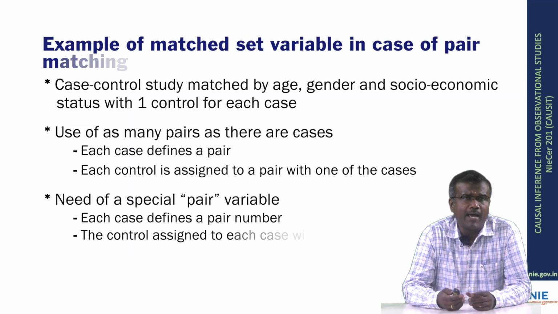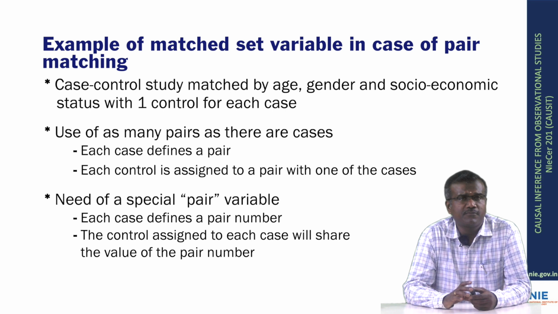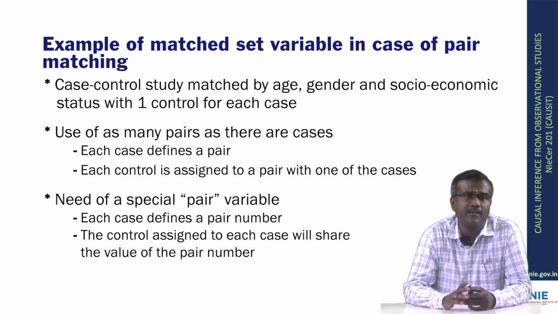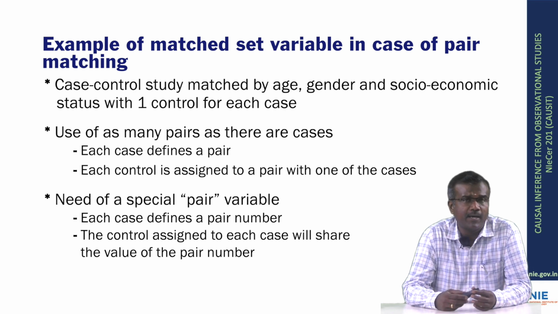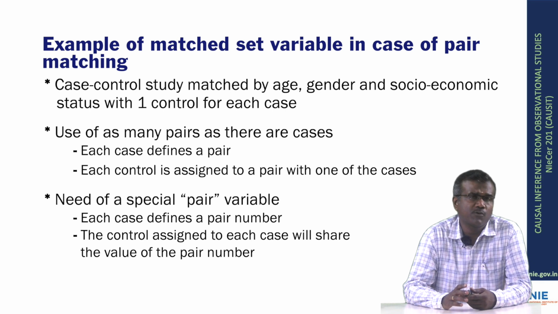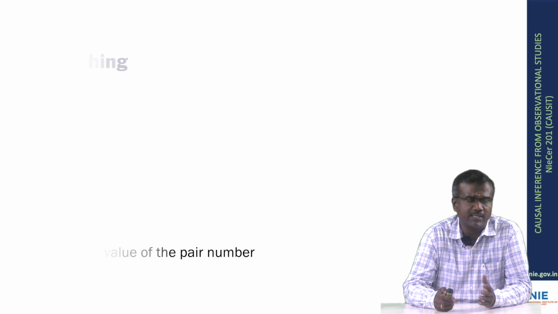When it comes to pairs, for example, if we match each case with a control matched by age, gender and socioeconomic status, we are talking about pairs. Each case defines a pair and each control is assigned to a pair with one of the cases. Therefore, we need a special variable called pair. That pair variable takes its value from the case. The control assigned to each case will also take the same value as that of the case.